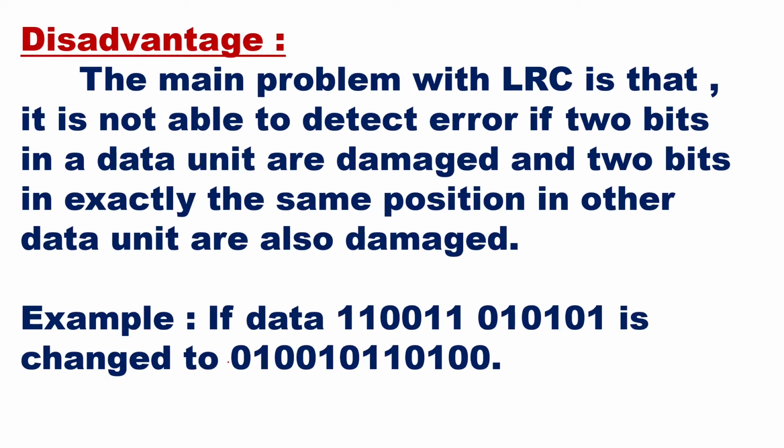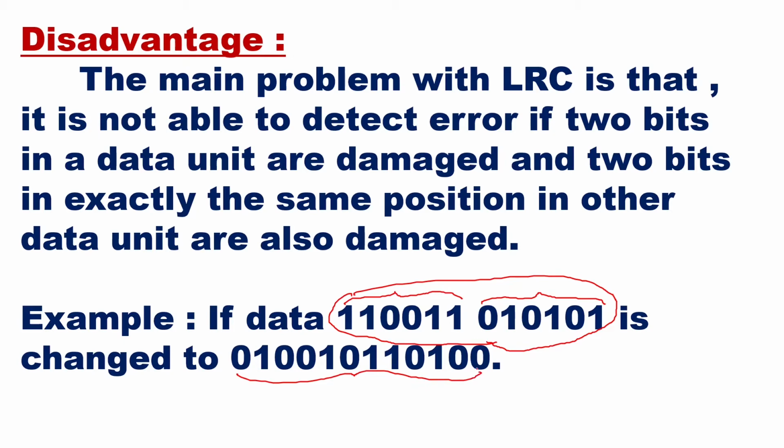Then a disadvantage: the main problem with LRC is that it is not able to detect errors if 2 bits in a data unit are damaged and 2 bits in exactly the same position in other data units are also damaged. So we'll take one example here. In this example, this is the data we are going to send first. So this is 110011010101. This is the first unit and this is the second unit. And this is what we will receive.